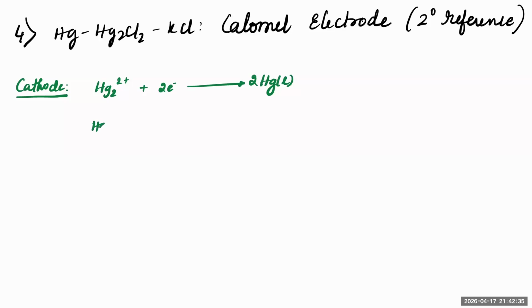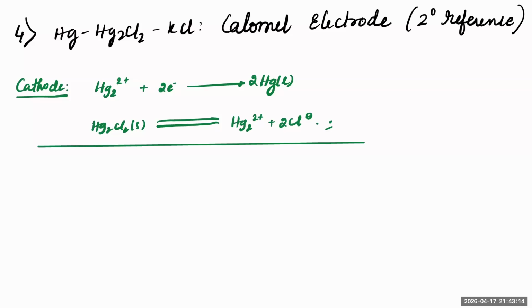Now Hg2Cl2 is in equilibrium with 2Hg plus 2Cl minus. So the rest will get cancelled. Sorry, this is not 2H plus, my mistake. It should be Hg2 2 plus. Now by adding, you can see this term will get cancelled.